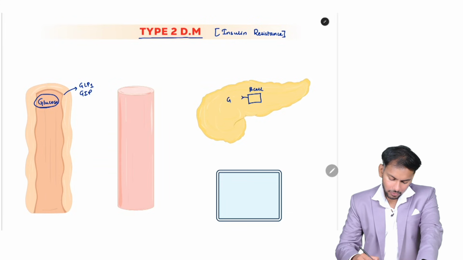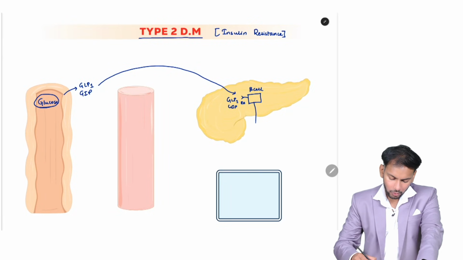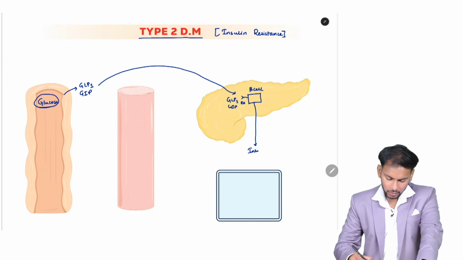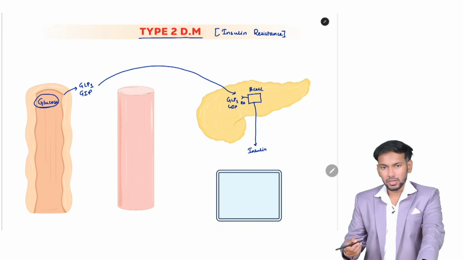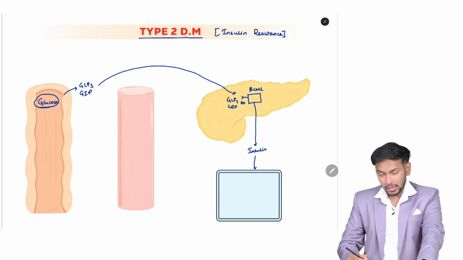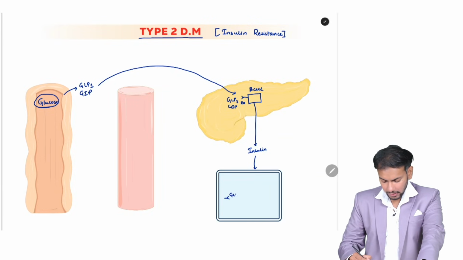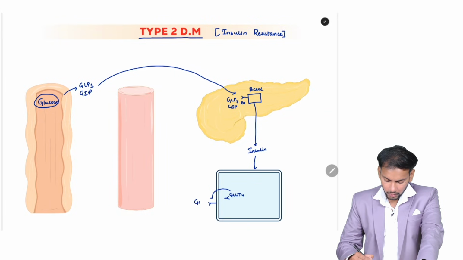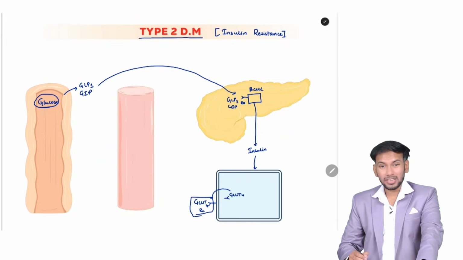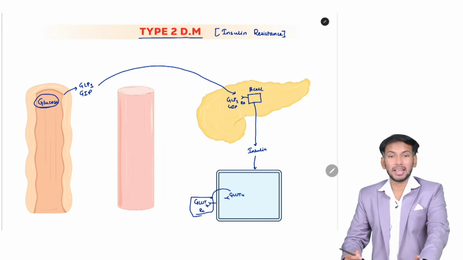As you already know, in the pancreas, we have beta cells. They will have receptors for GLP-1 and GIP. So, what will this GLP-1 and GIP do? They will act on their receptors and it will cause production of insulin. Now, what will the insulin do? Insulin will act on the cells and it will cause expression of GLUT4 receptors. Usually in the cells, GLUT4 receptors are present inside, but when insulin acts on the cell, it will cause GLUT4 receptor expression.